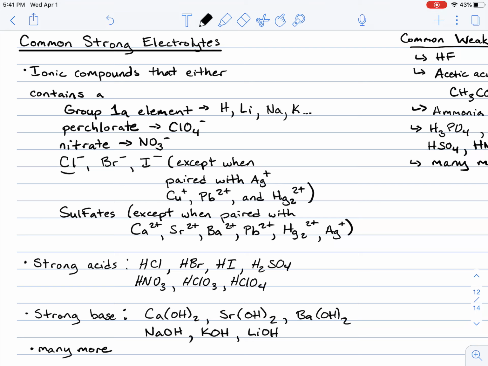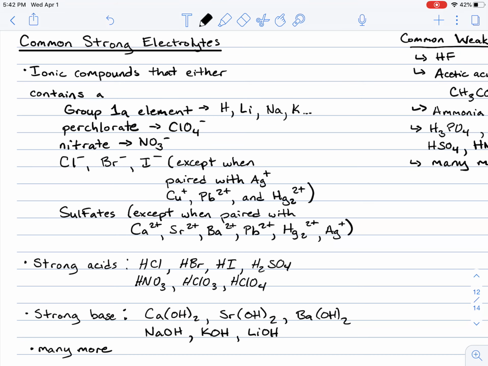And so ionic compounds that contain chlorides, bromides, iodides are typically strong electrolytes, except when they're paired with silver, copper, lead, and mercury. Specifically those ionic forms. I'm just going to go ahead and erase my markings. I want to keep this as clean as possible.